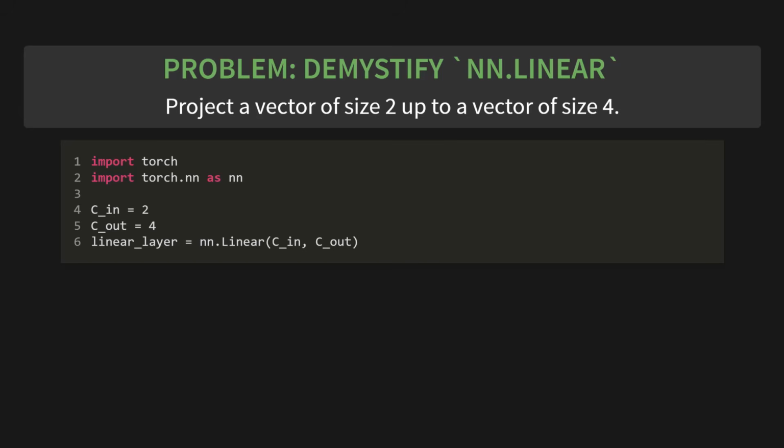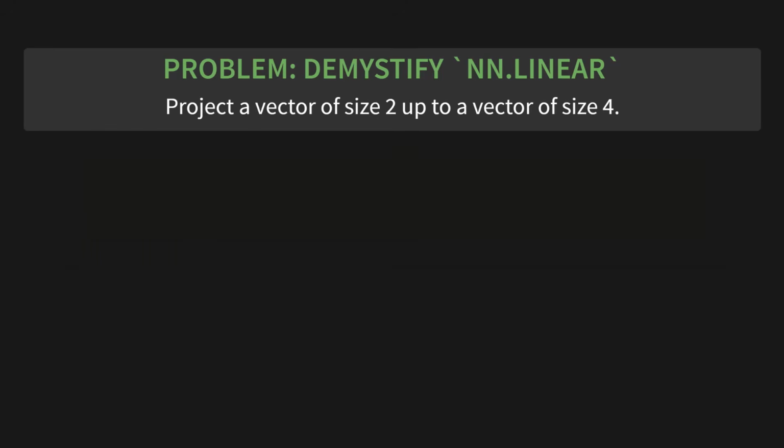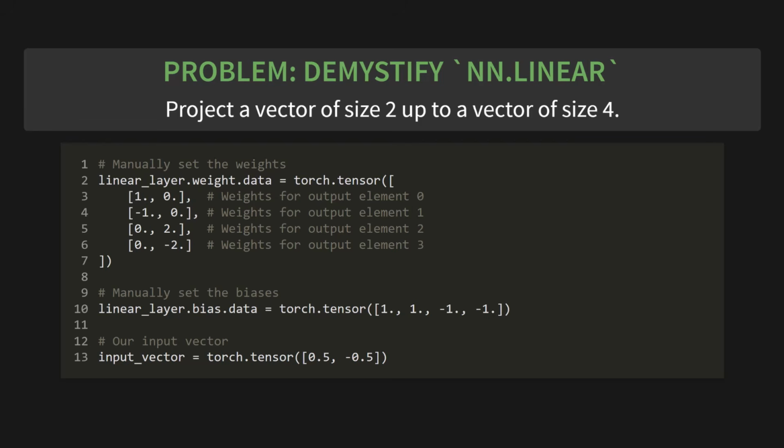Now, this layer has 2 learnable parameters. First, the weights, which is a matrix of shape C_out by C_in, so 4 by 2 for us. Second, the biases, which is a vector of shape C_out, so just 4. To make this super clear, let's manually set the weights and biases to some nice simple numbers. For the weights, we'll set the data to a torch tensor. The first row is 1, 0. The second is -1, 0. The third is 0, 2. And the fourth is 0, -2. For the biases, we'll just use 1, 1, -1, and -1. Finally, our input vector will be 0.5 and -0.5.